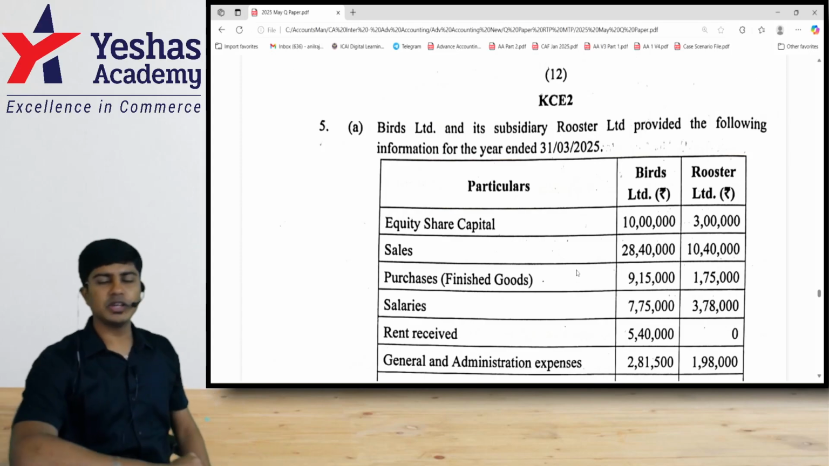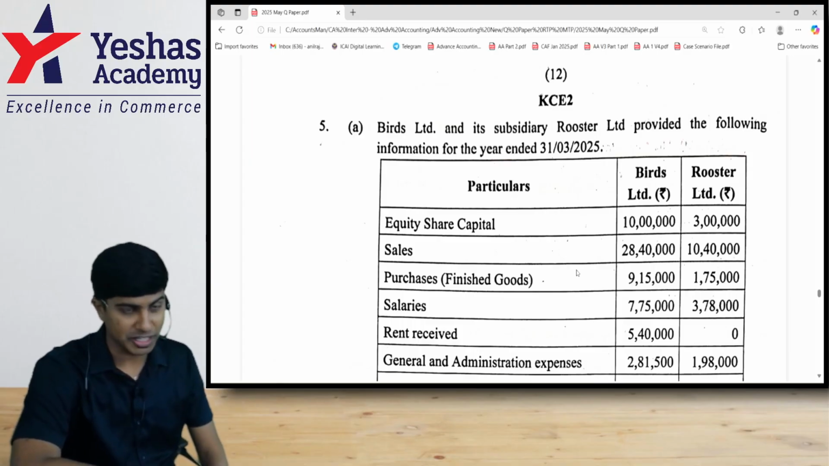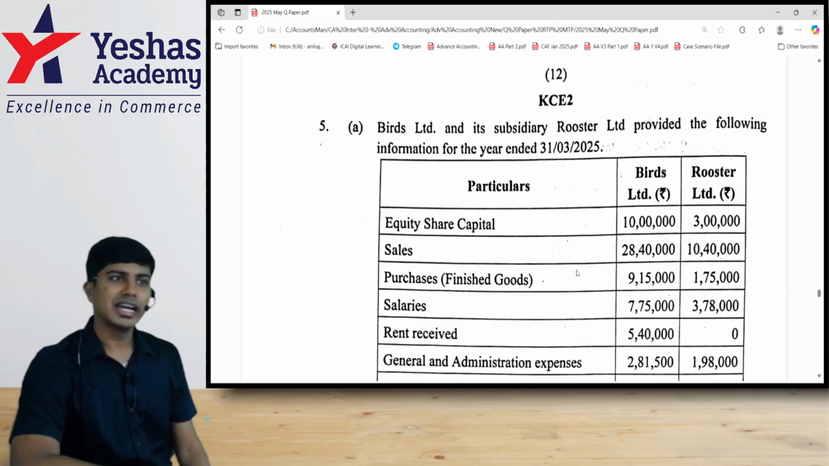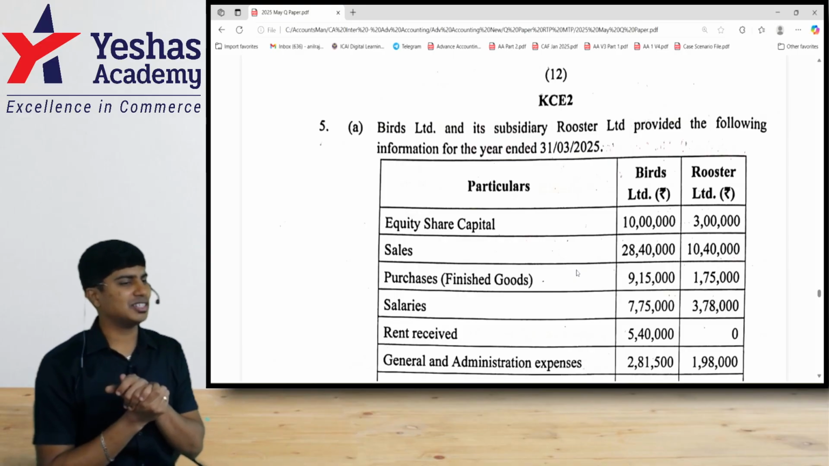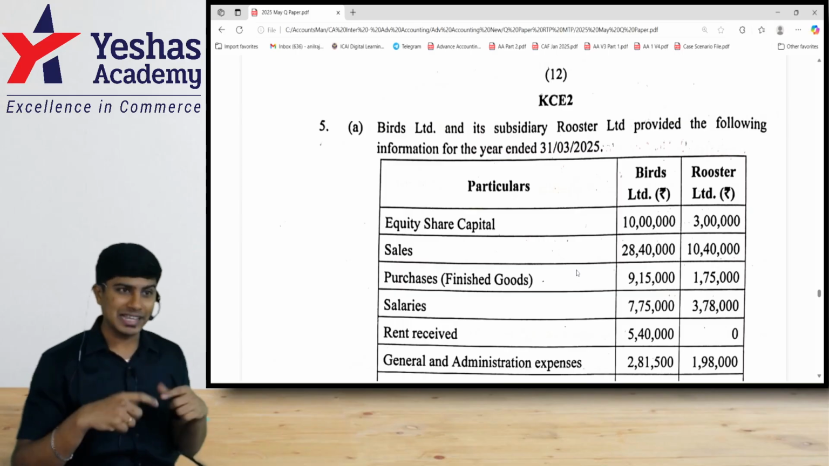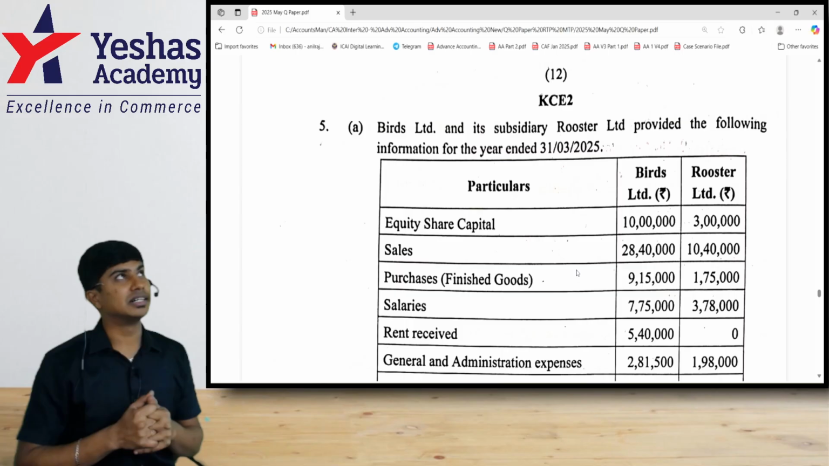Let's now start solving question number 5A from our May 2025 examination of CA Intermediate. This question is on Accounting Standard 21, Consolidation of Financial Statements. Slightly as a matter of surprise, they've asked you to do consolidation of PL and they've not asked balance sheet. It is a pleasant surprise, not a surprise that will take you by shock.